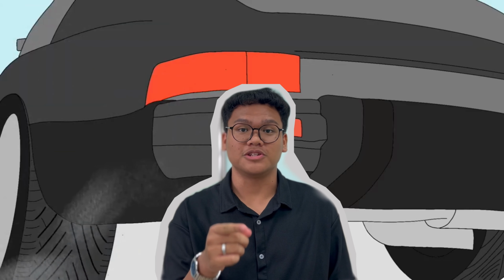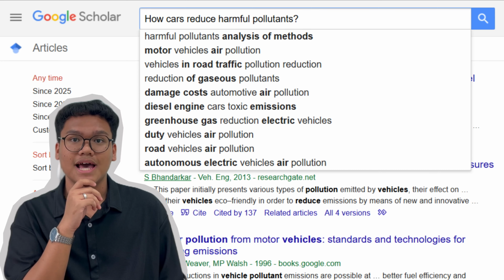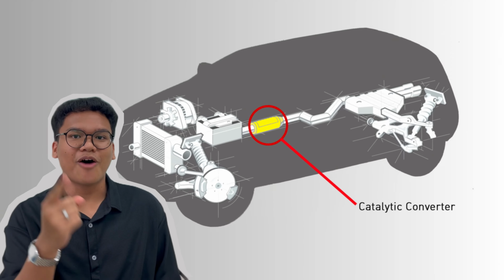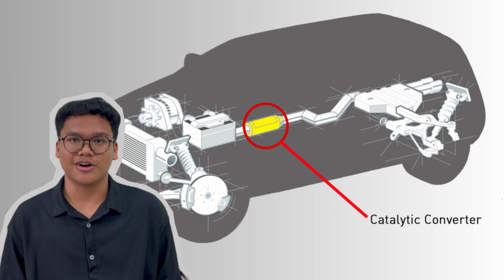We got there by driving a car. I was thinking, don't cars emit harmful pollutants? I searched the internet about how cars reduce harmful pollutants. Now I know it is because of the catalytic converter.